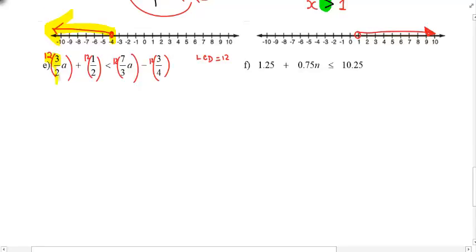12 times 3 is 36, divided by 2 is 18, so 18a. 12 times 1 divided by 2, that's 6, so plus 6. Still have the less than sign.